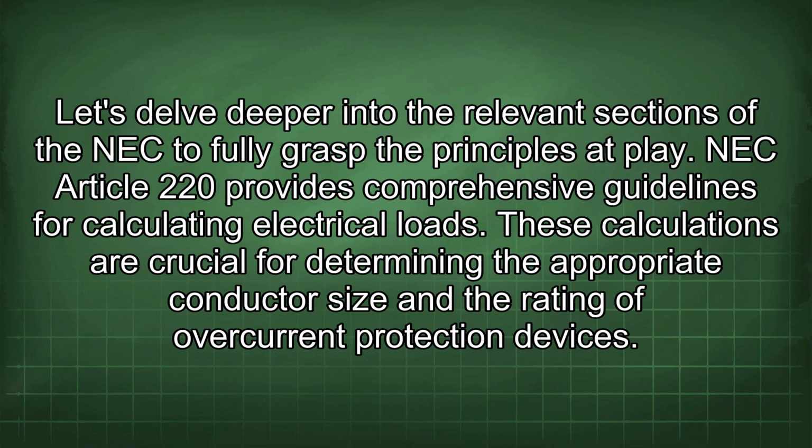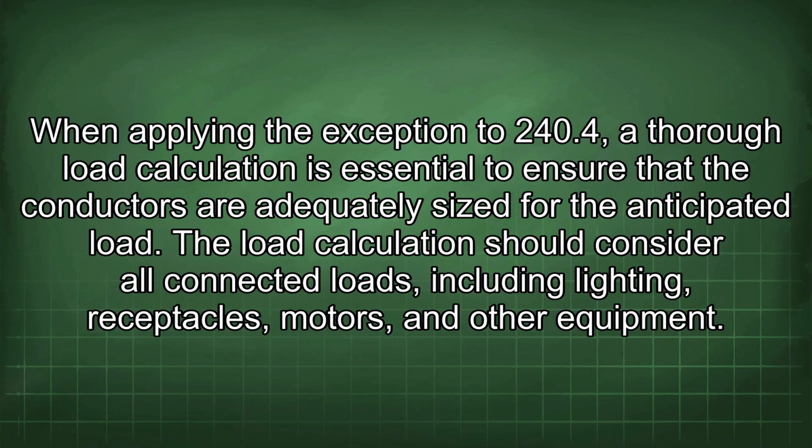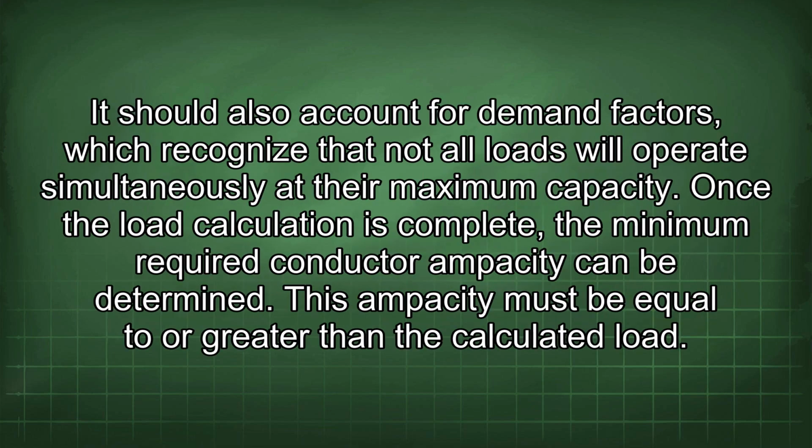NEC Article 220 provides comprehensive guidelines for calculating electrical loads. These calculations are crucial for determining the appropriate conductor size and the rating of overcurrent protection devices. When applying the exception to 240.4, a thorough load calculation is essential to ensure that the conductors are adequately sized for the anticipated load. The load calculation should consider all connected loads, including lighting, receptacles, motors, and other equipment. It should also account for demand factors, which recognize that not all loads will operate simultaneously at their maximum capacity.